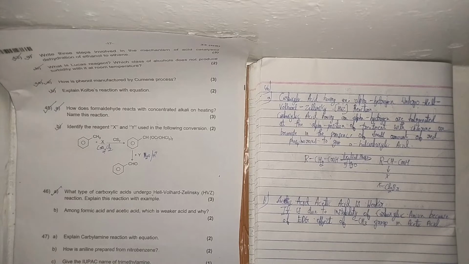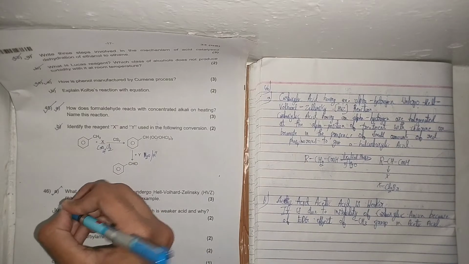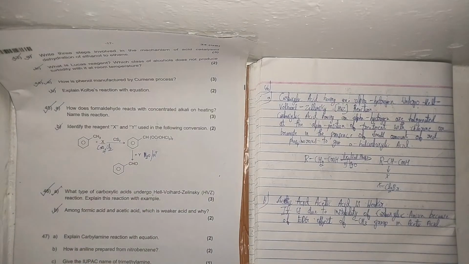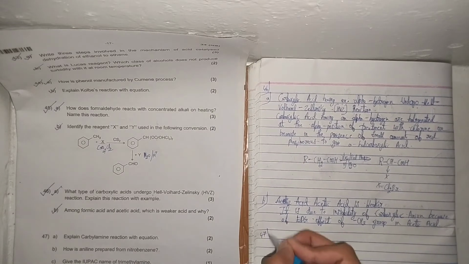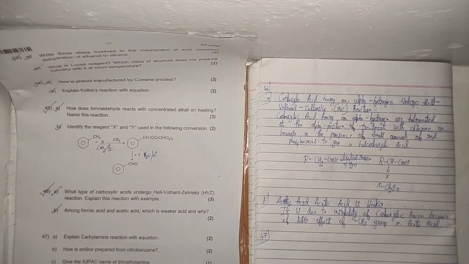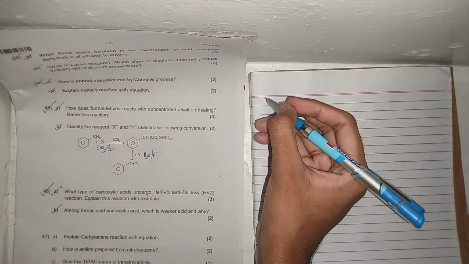So question number B is done. 46th question is also done. Moving on to our next question, question number 47. Here they have asked three sub questions. First one is, explain carbylamine reaction with the equation.